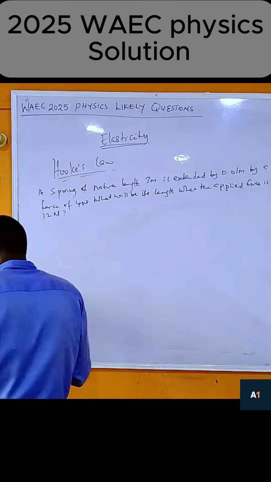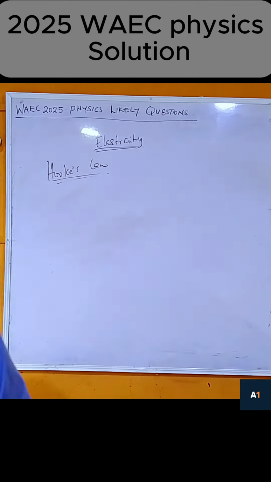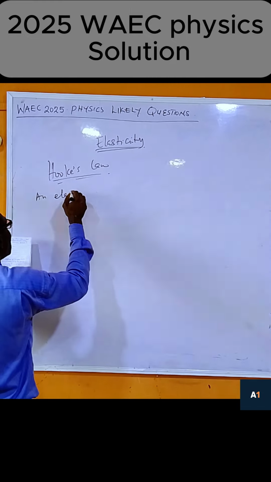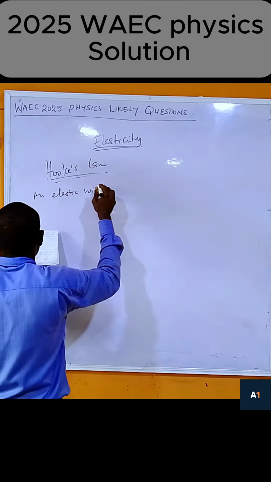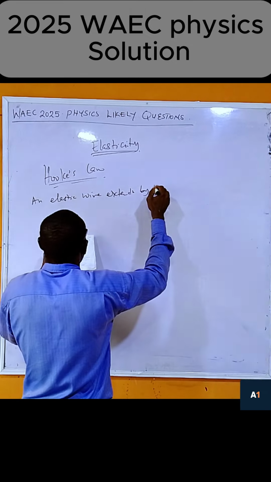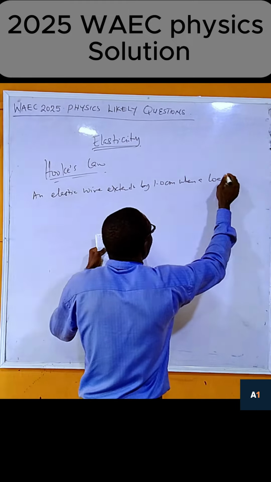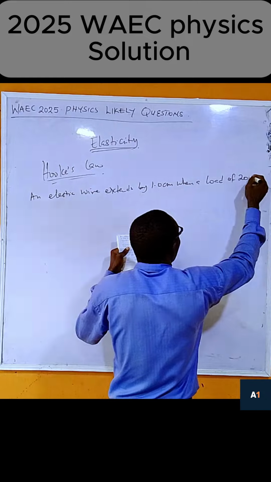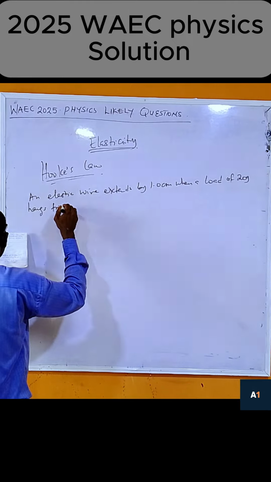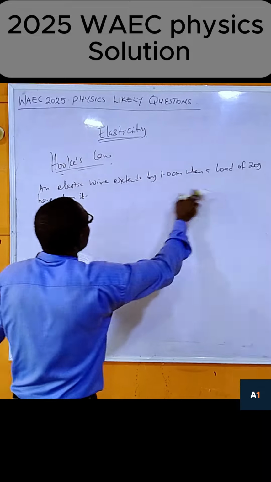Let me clean this one first before we write another question. It's under that one again. They now say, and I want you to think about this: an elastic wire extends by 1.0 centimeter when a load of 20 grams hangs from it.